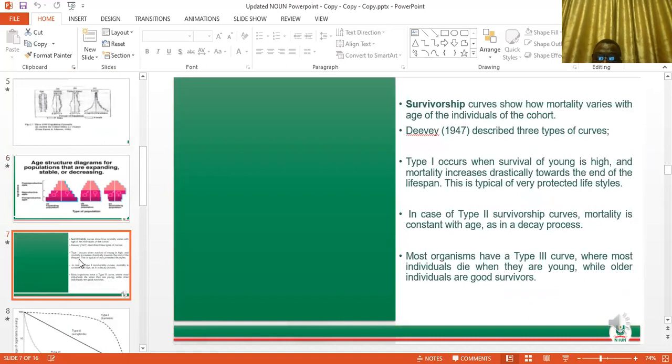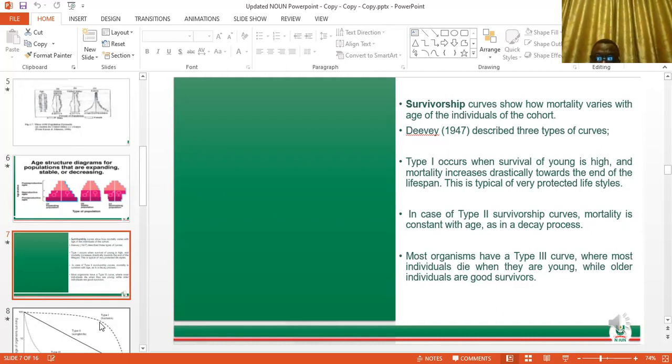Now we also talked about survivorship curves, just to show how mortality varies with age of the individuals of the cohort. These are described in three types. Type 1 occurs when survival of young is high and mortality increases drastically towards the end of the lifespan. This type of curve is very typical of a very protective lifestyle.